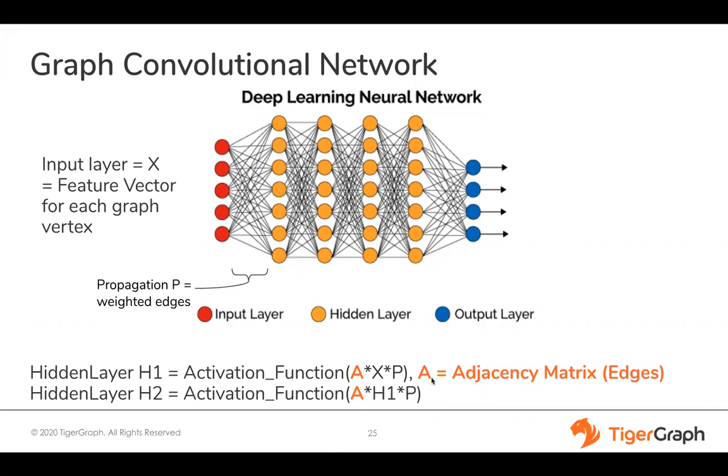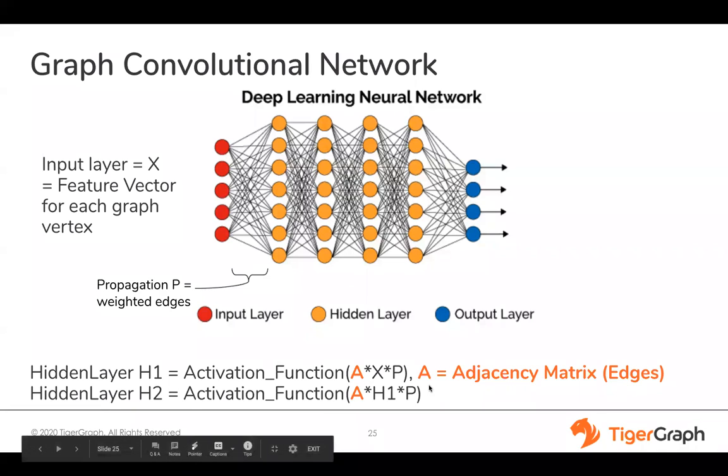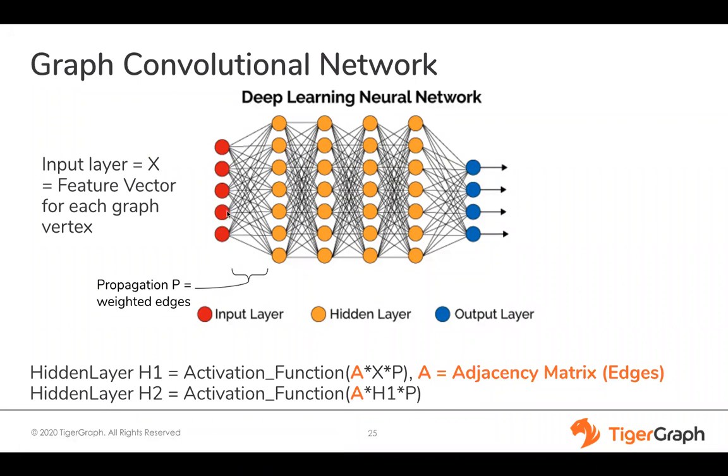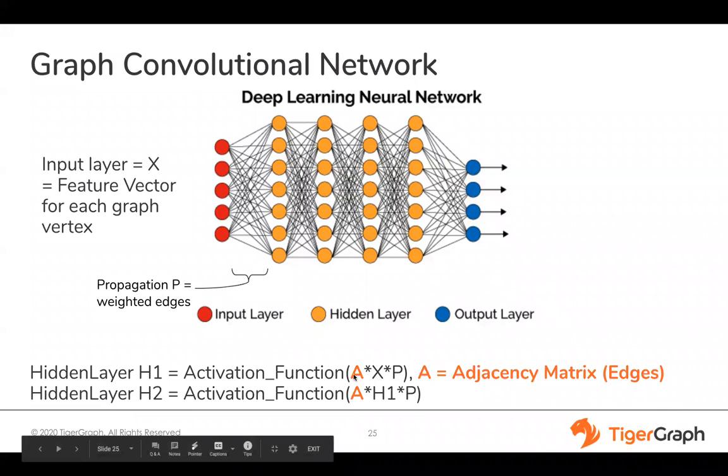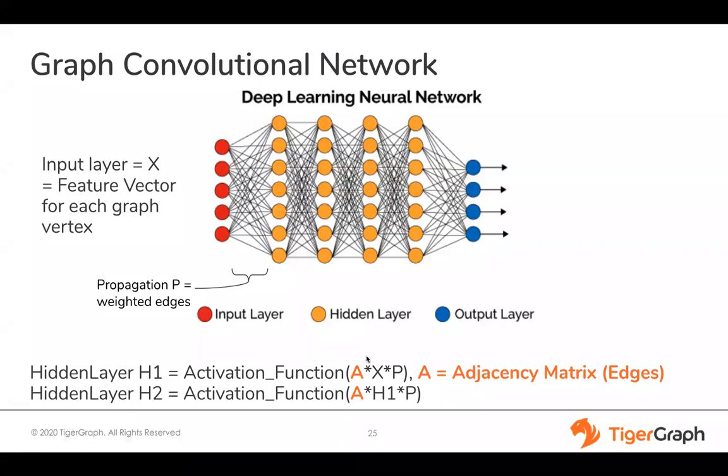The adjacency matrix is saying, what are the actual connections from this vertex to that one, or from that one to that one? So it's actually representing the graph. So adjacency matrix is the graph. And then you're just basically putting that into each step, you're taking that topology into account. And that's the basic idea behind a graph convolutional network.